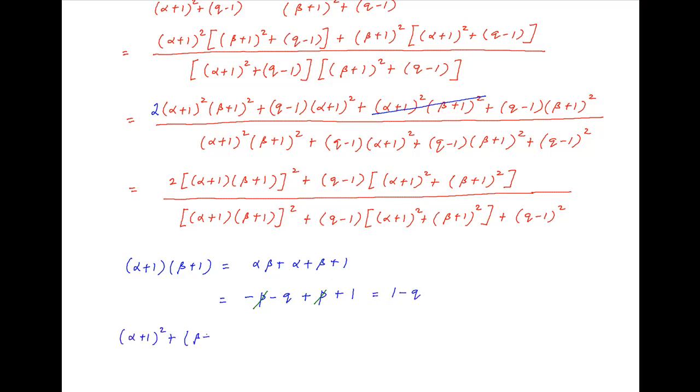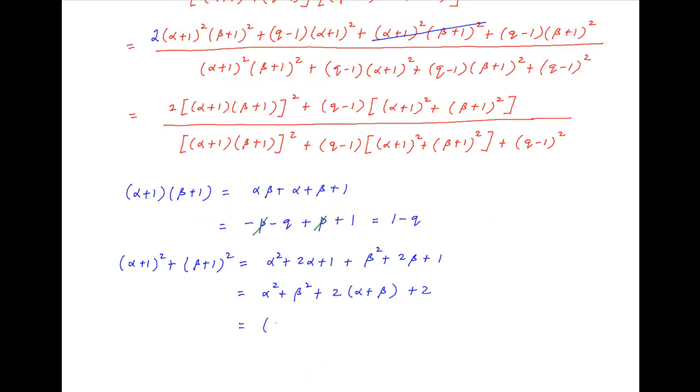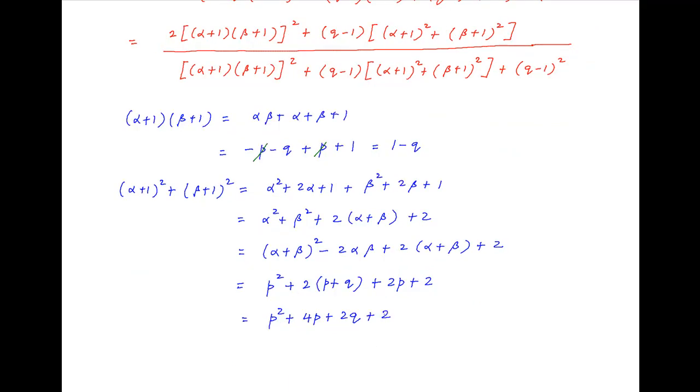Similarly, the term alpha plus 1 whole square plus beta plus 1 whole square appears both in the numerator and denominator. We open it up, it's equal to alpha square plus 2 alpha plus 1 plus beta square plus 2 beta plus 1, which is equal to alpha square plus beta square plus 2 times alpha plus beta plus 2. Alpha square plus beta square can be rewritten as alpha plus beta whole square minus 2 alpha beta plus 2 times alpha plus beta plus 2. Plugging in the values of alpha plus beta and alpha beta, this becomes p square plus 2 times p plus q plus 2p plus 2. This simplifies to p square plus 4p plus 2q plus 2.